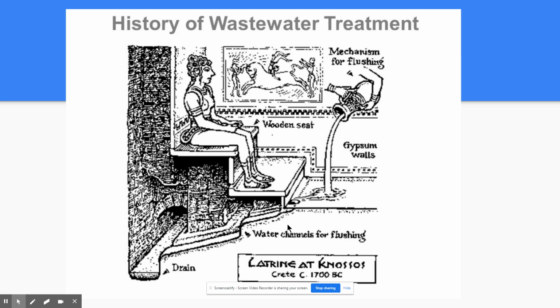So I thought this was an interesting depiction of what the history of wastewater treatment used to be like way back in the day. This is a lady sitting down on a wooden seat, and they actually had people come and just pour water, and you can clearly see what happens here. So this is the old school style of using the bathroom, and how cultures in the 1700s and 1600s would actually dispose of their waste.